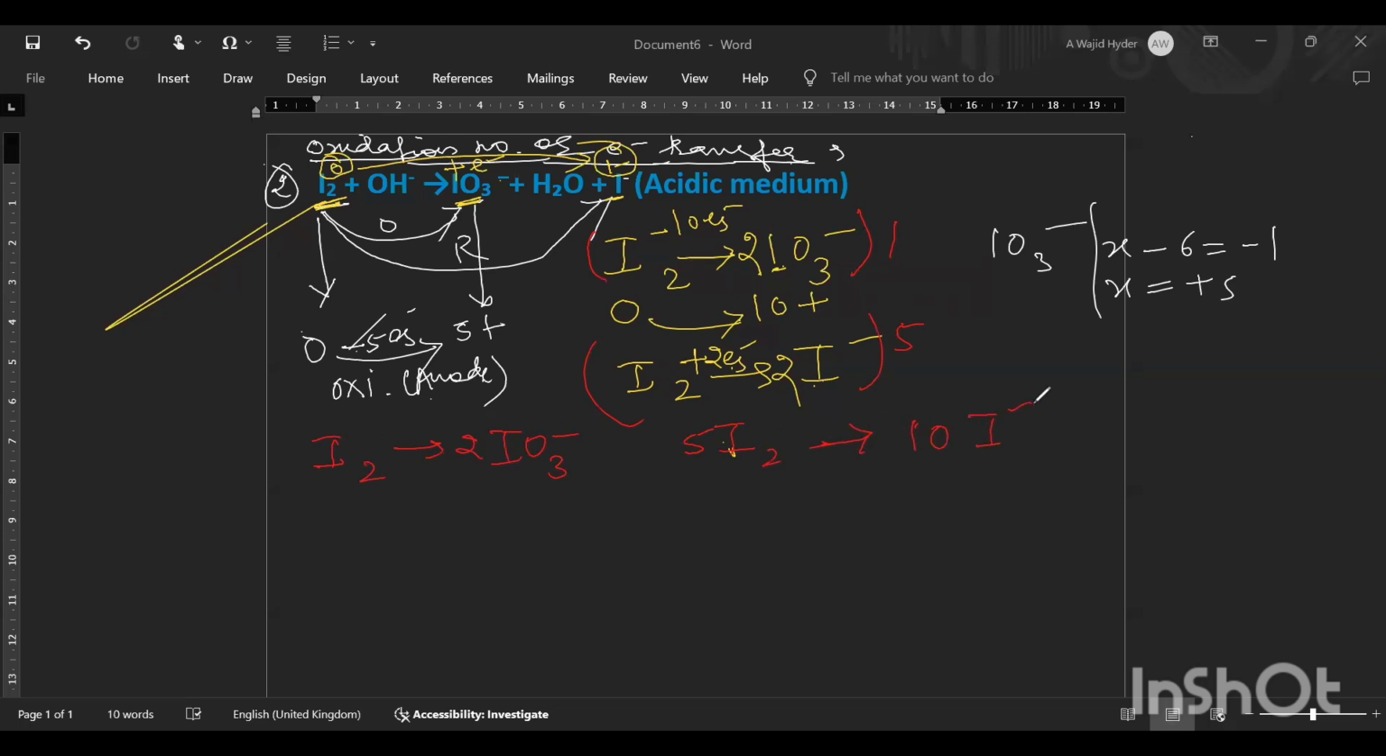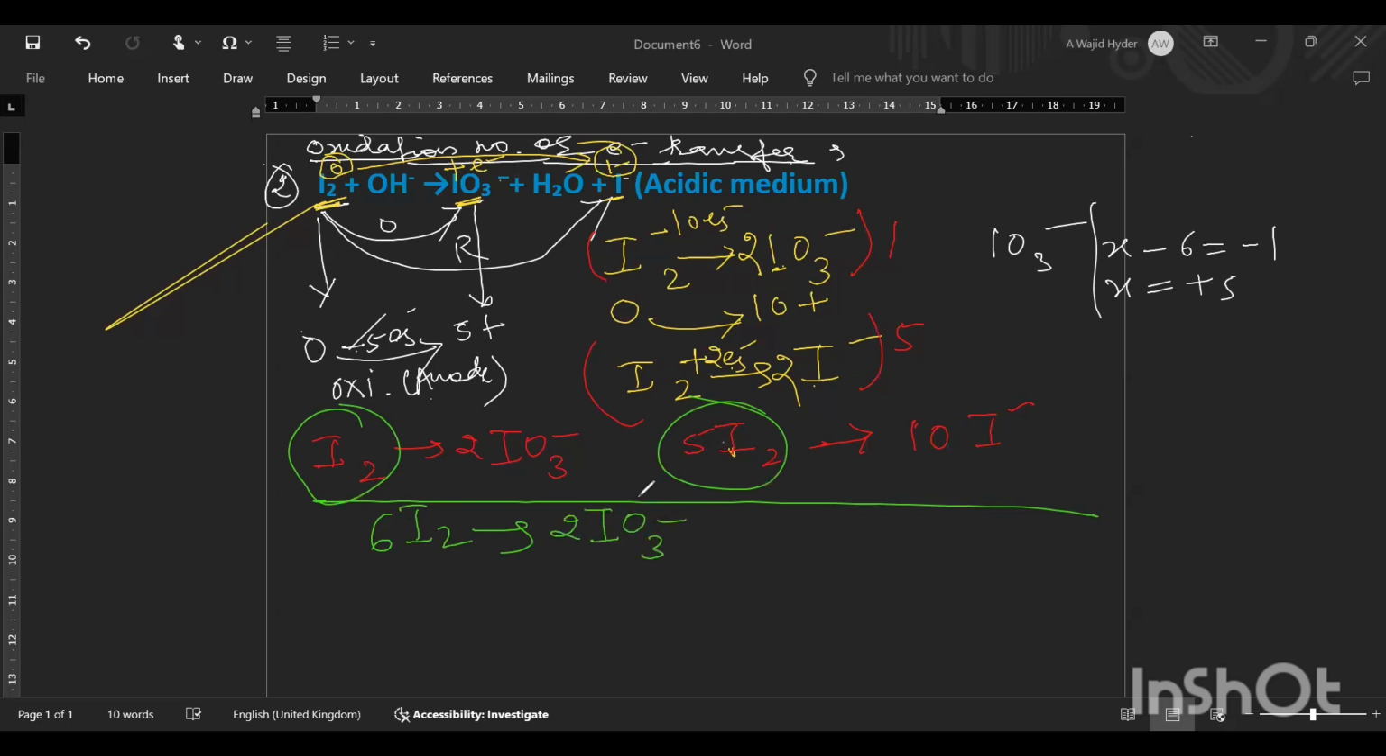Now what you will do, you will add both of these equations. So 1I2 and 5I2 will be 6I2. And 6I2 will be giving you twice IO3 minus plus 10I minus. As written in the question itself, this reaction will be taking place in acidic medium. So acidic medium means H plus. So on which side will H plus be added? On that side, so that the charge on the left-hand side and right-hand side will become equal.